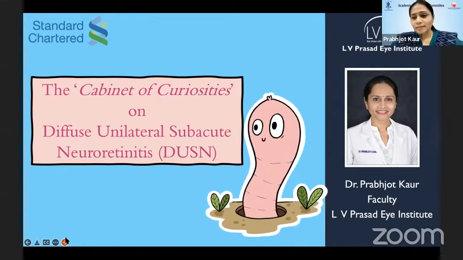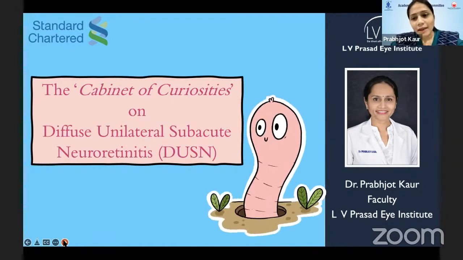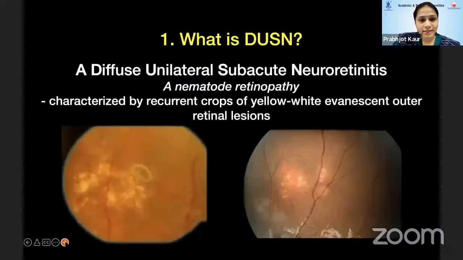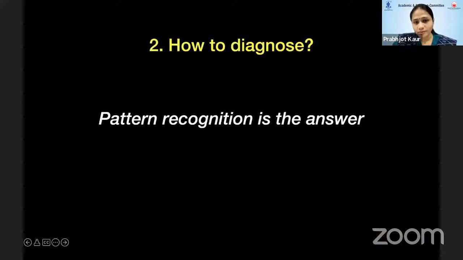So let me begin with the talk here, which is titled "The Cabinet of Curiosities on DUSN," that is diffuse unilateral subacute neuroretinitis. Now, starting with the first question, what is DUSN? DUSN is a nematode associated or causing retinopathy, which is characterized by recurrent crops of yellowish-white evanescent outer retinal lesions.